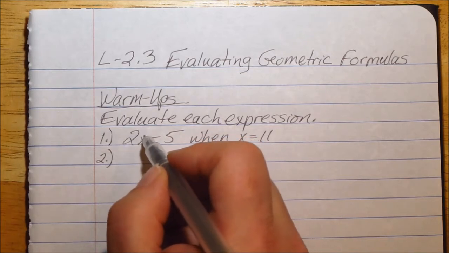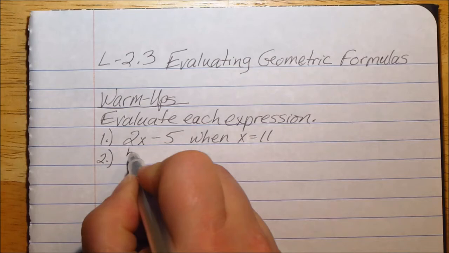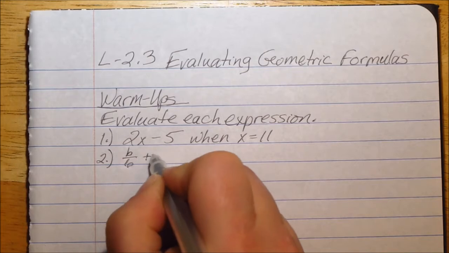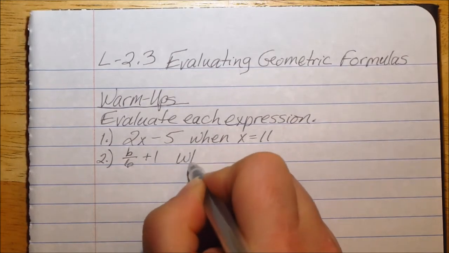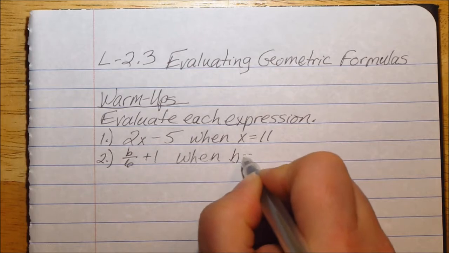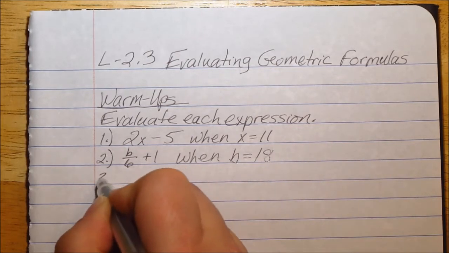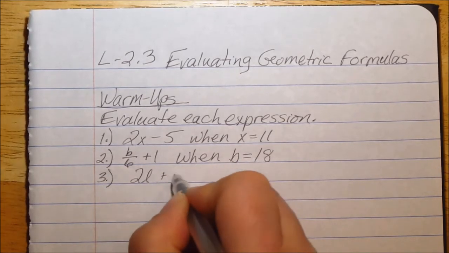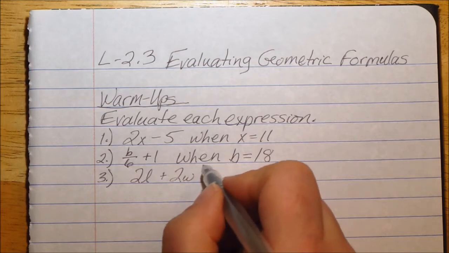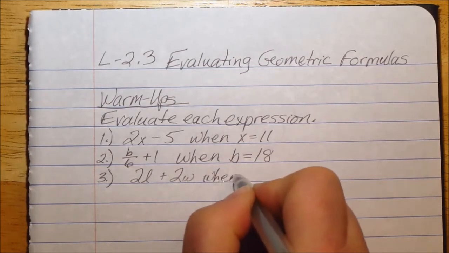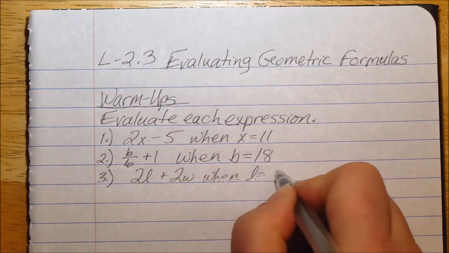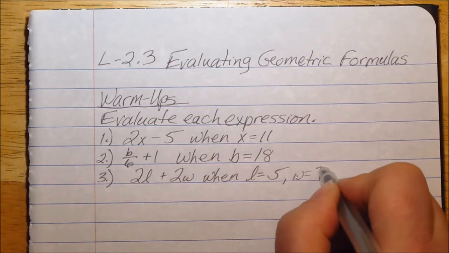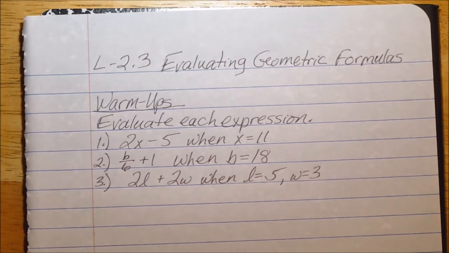Next one is b over 6 plus 1 when b equals 18. And number 3 is 2 times L plus 2 times W when L equals 5 and W equals 3. All right? Solve those out.